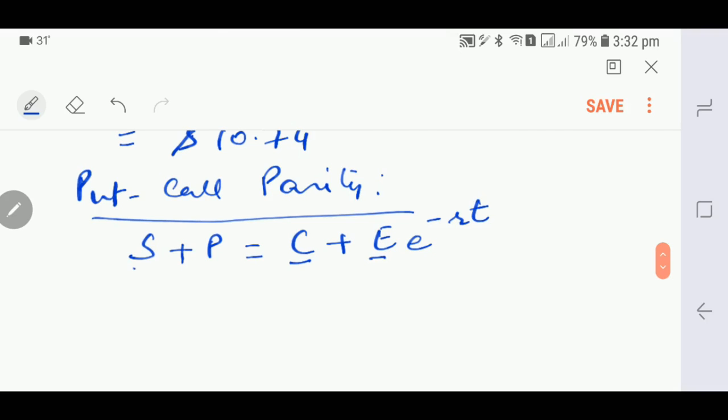We know the value of the stock price. We know R. We know T. There is only one unknown, which is P, and we can calculate that very easily by substituting the numbers.